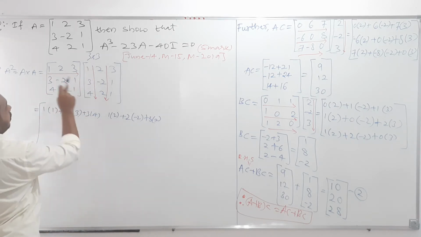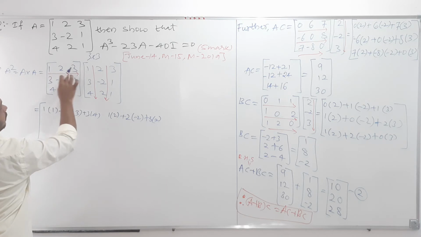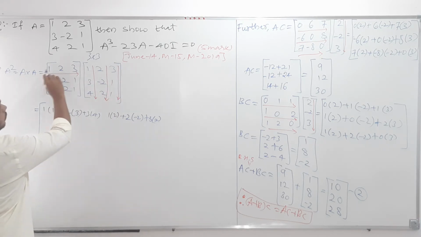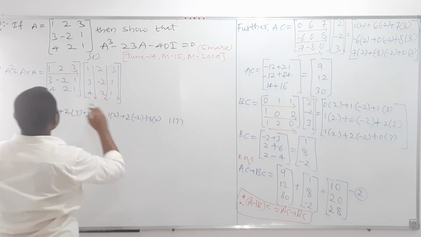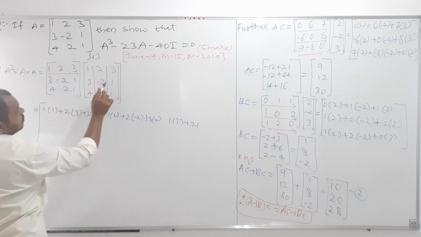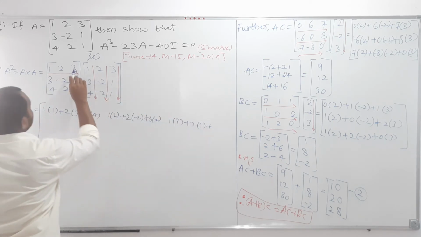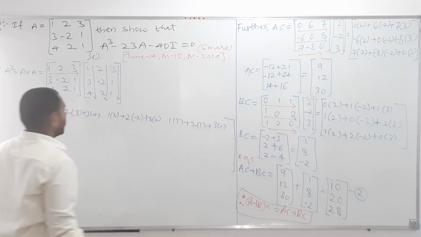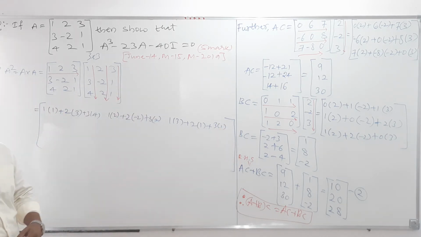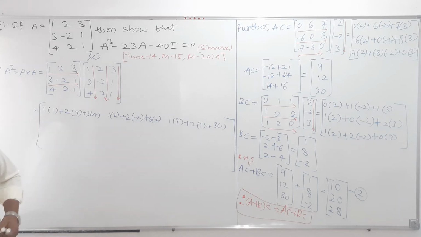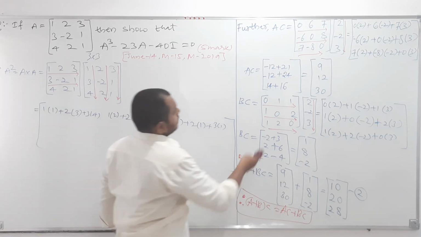First row first column, first row second column, first row third column. So this will become 1 into 3 plus 1 into 3 plus 2 into 1 plus 3 into 1. Clear? Like this you should multiply. Next you should multiply second row first column. So multiply that one. I erase this.